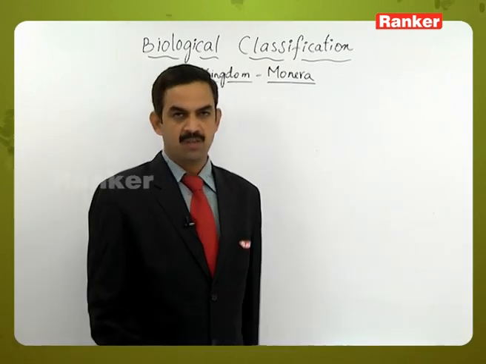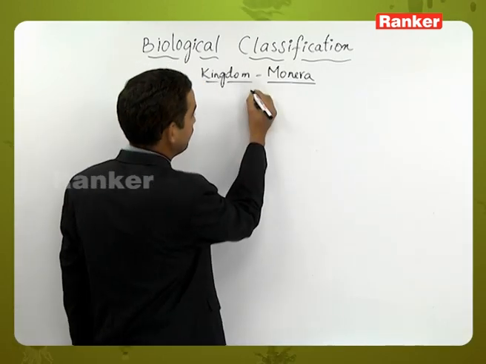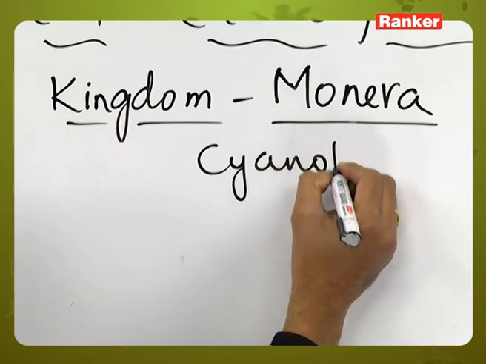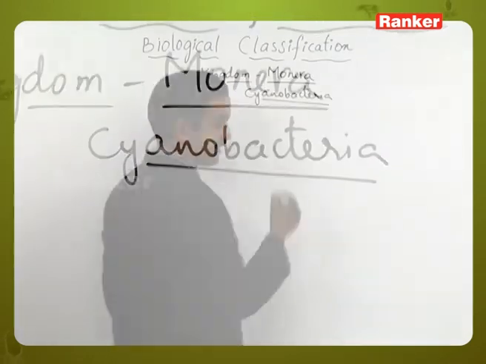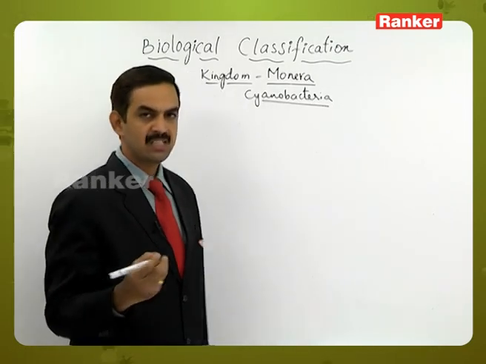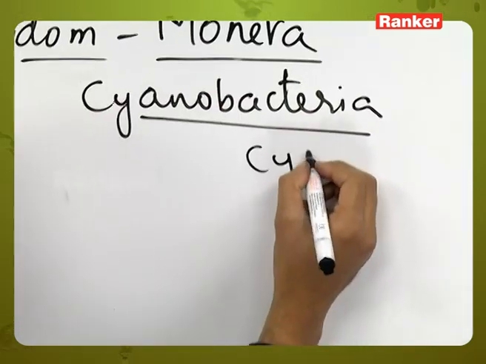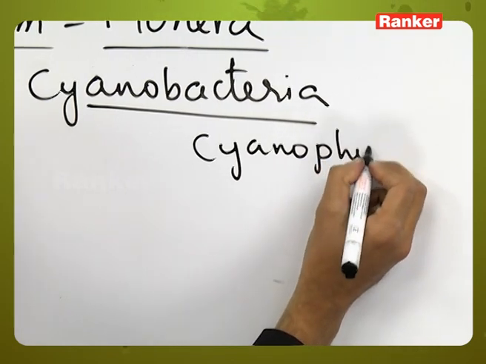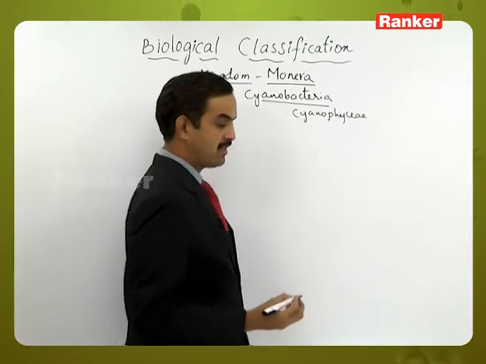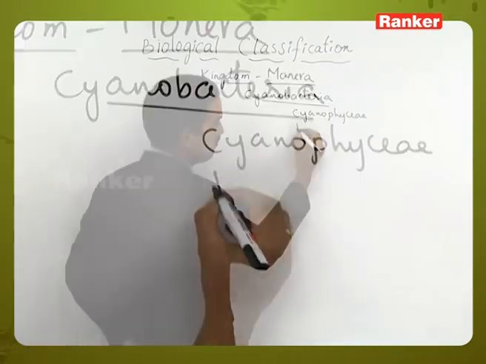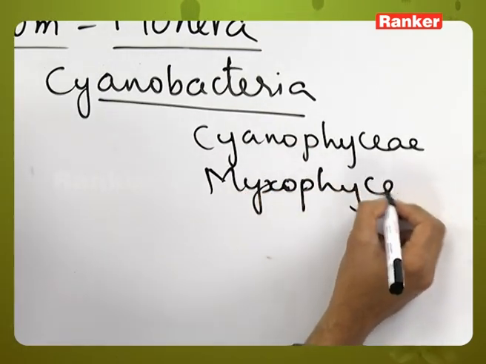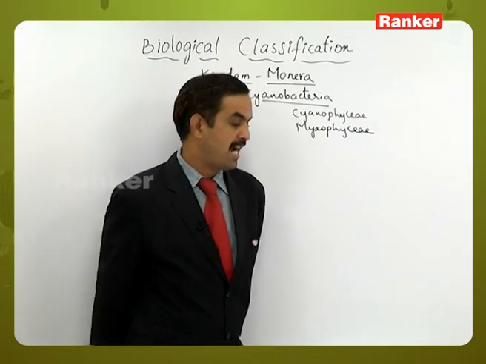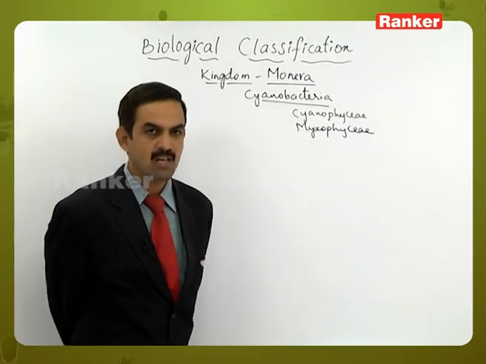In Kingdom Monera, one other group is there, called Cyanobacteria. Generally we say the Cyanobacteria are the Cyanophycean members. They belong to Cyanophyceae, and the other group is called Myxophyceae. They belong to both Cyanophyceae and Myxophyceae, and generally these are considered the blue-green algae.